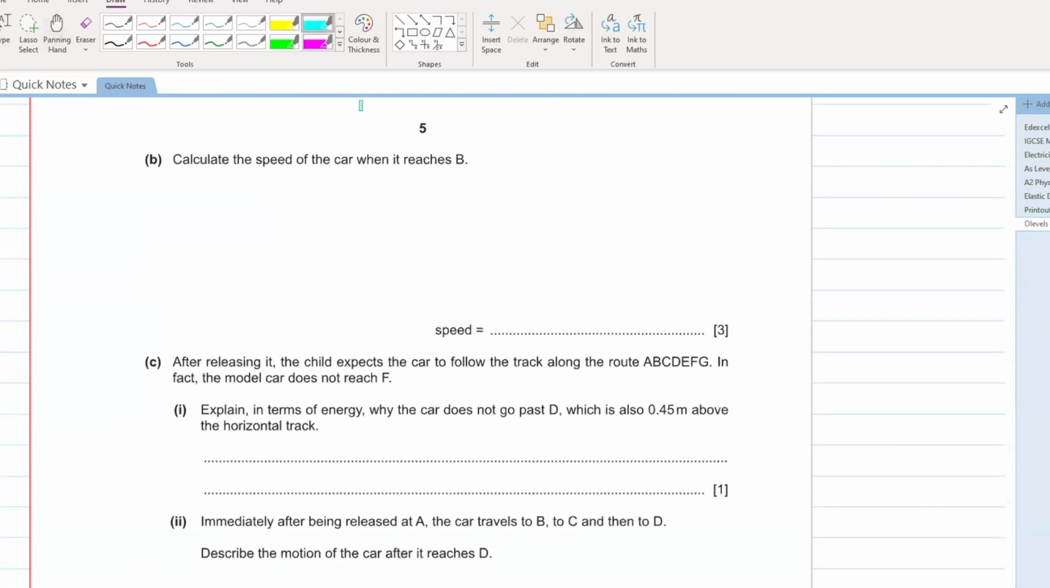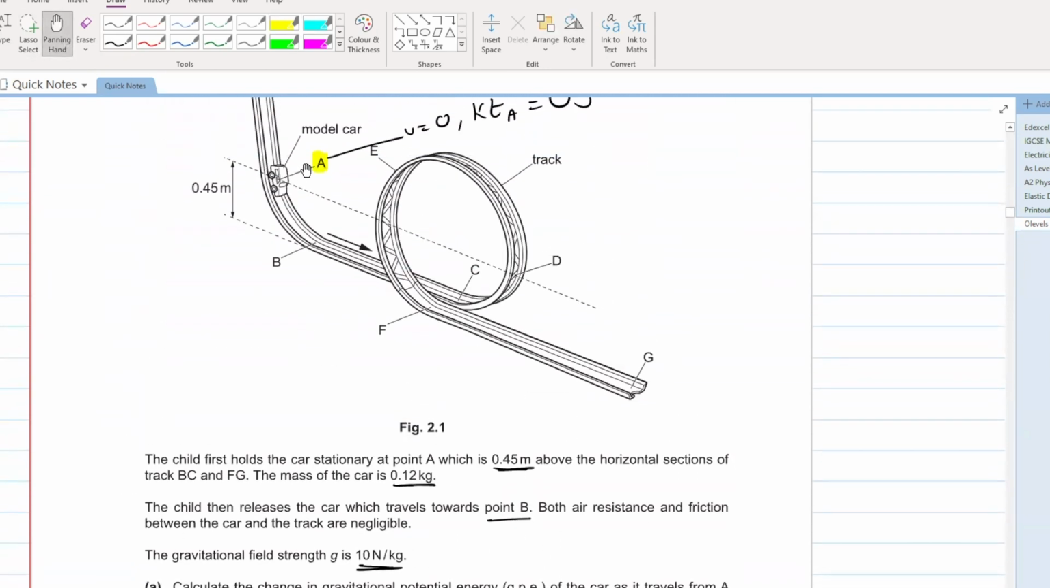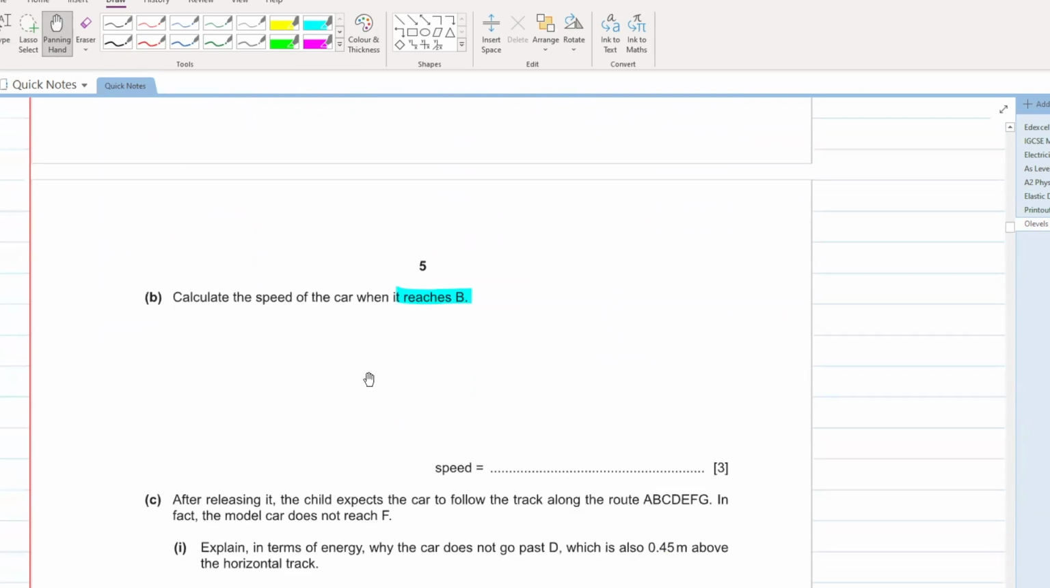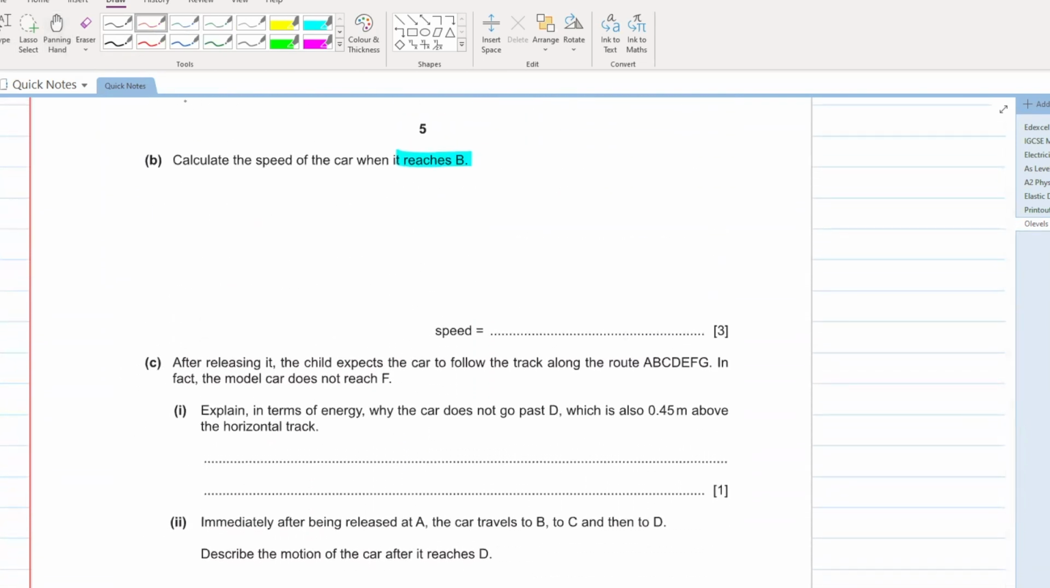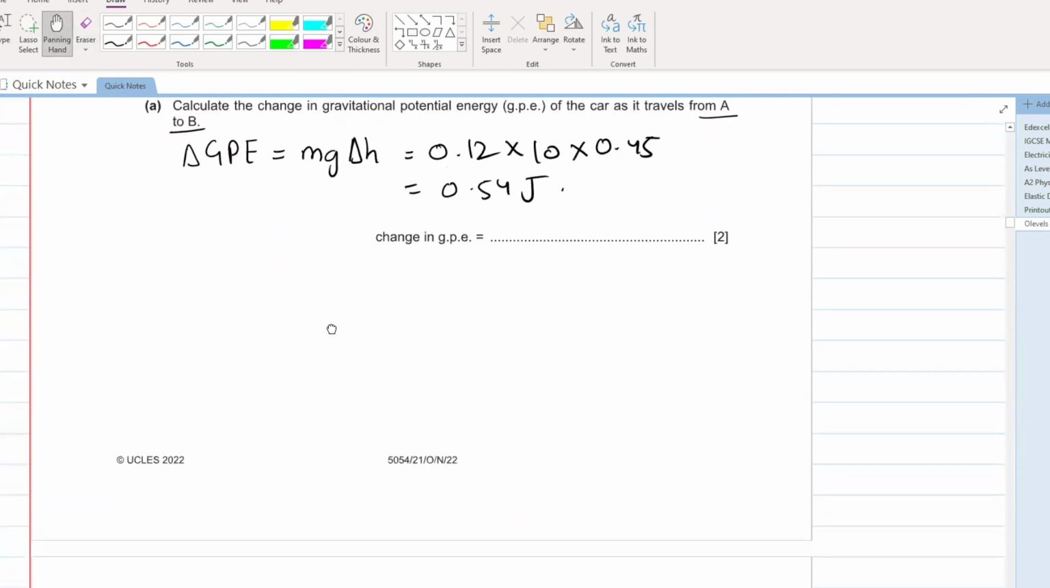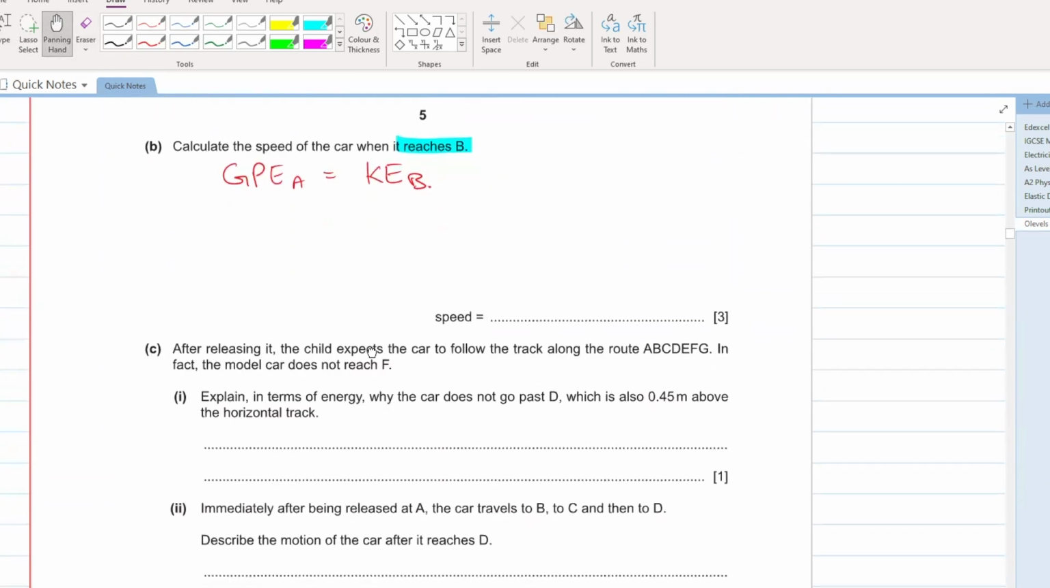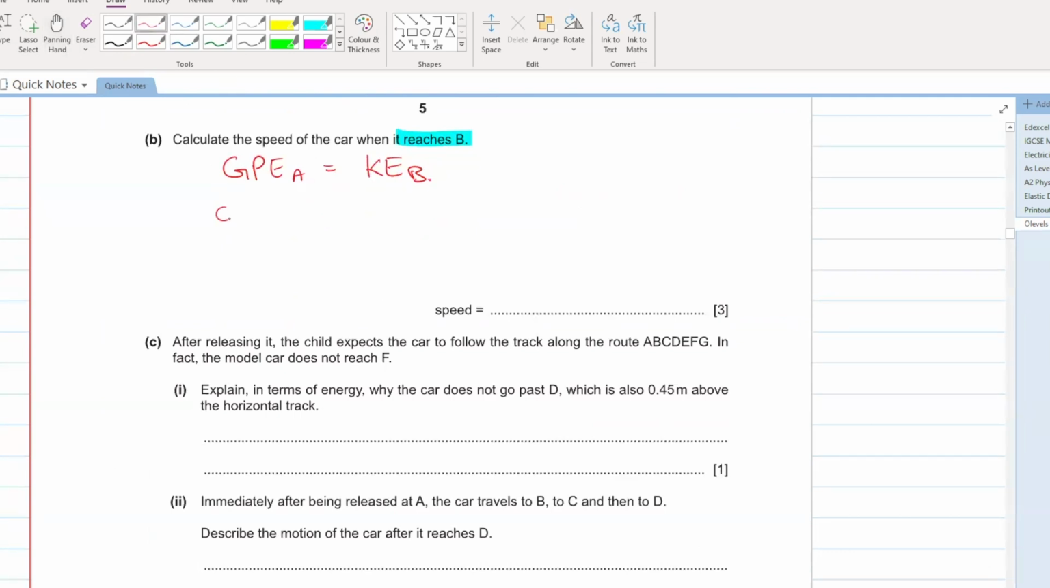Calculate the speed of the car as it reaches B. So as you go from A to B, what is happening? Gravitational potential energy at A gets converted into kinetic energy at B. You can write it here. Gravitational potential energy at A gets converted into what? Kinetic energy at B. What is the gravitational potential energy at A? 0.54.